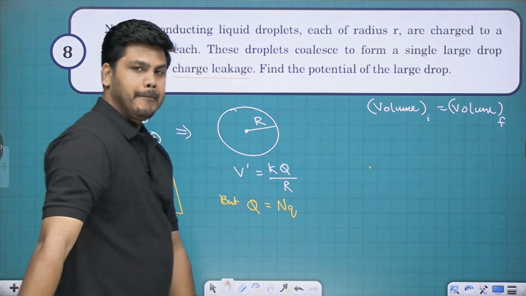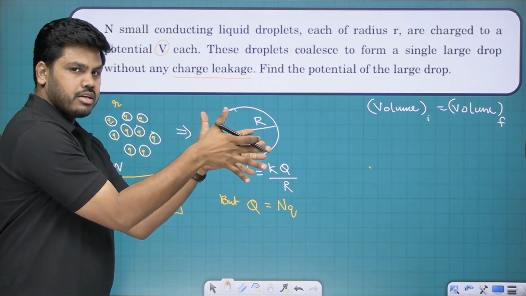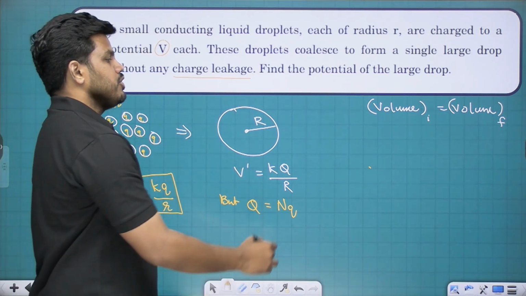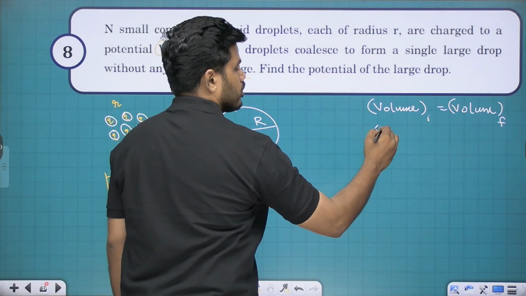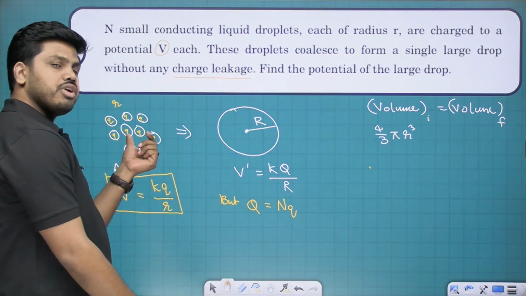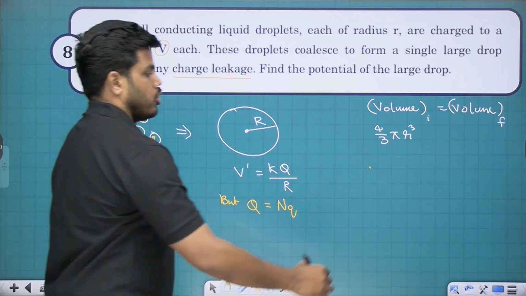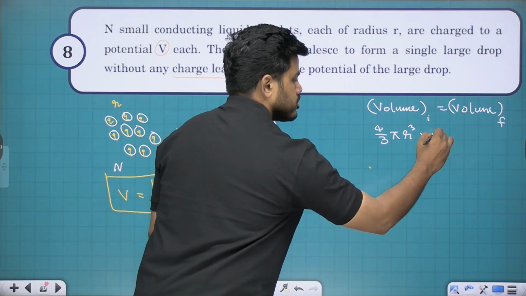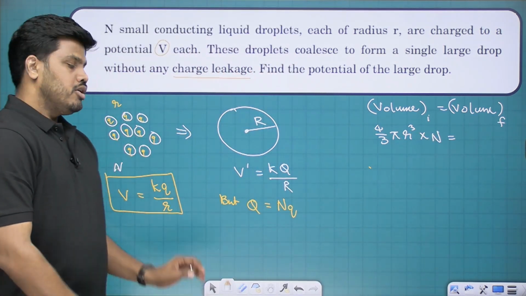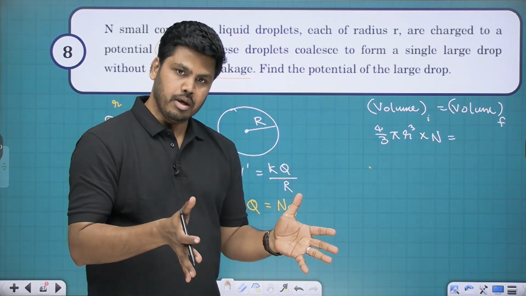The total volume of the liquid drop remains the same when we combine them. What was the initial volume? 4/3 π r³ is the volume of each small drop. There are n such drops, so that should be multiplied by n. So the total initial volume is 4/3 π r³ into n.